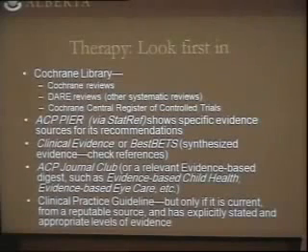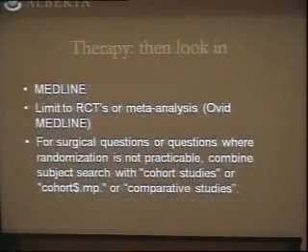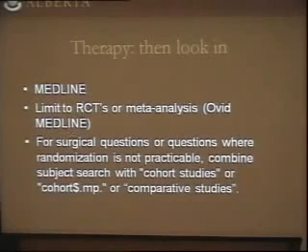Clinical practice guidelines, again, caution, caution, caution. They're good, but they're only good if they're current and they're from a reputable source, and they've explicitly stated the appropriate levels of evidence they're using. If those don't work, then go to Medline or PubMed. Limit it to RCTs or a meta-analysis, which you can do in the Ovid version of Medline. I'm not aware which one you have access to here.